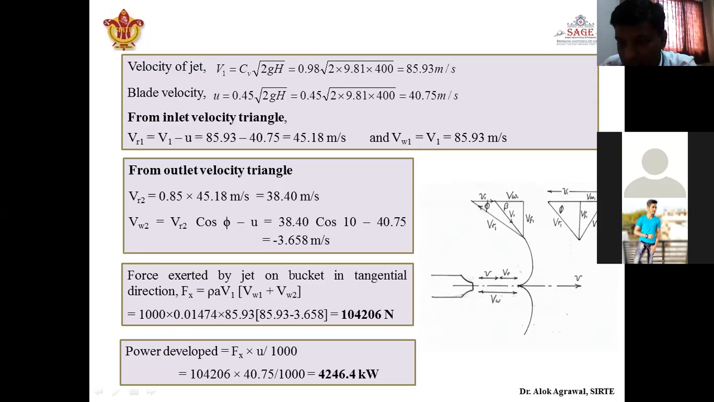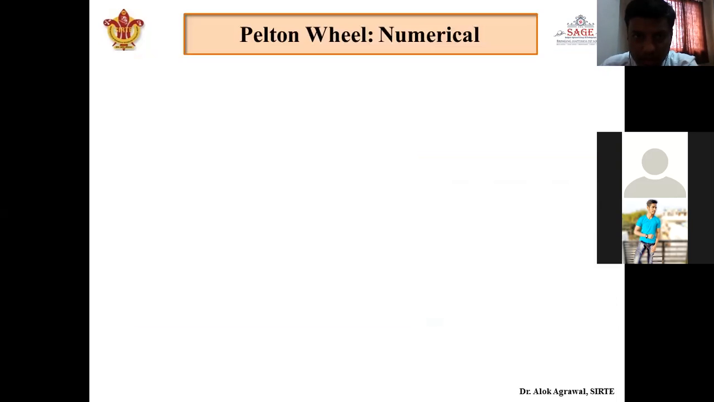This is case 3. When beta is an obtuse angle, then VW2 will be a negative value. So the outlet velocity triangle will be modified to this. This is a very important observation from this numerical. Okay, now let's move on to the third problem, the third numerical.